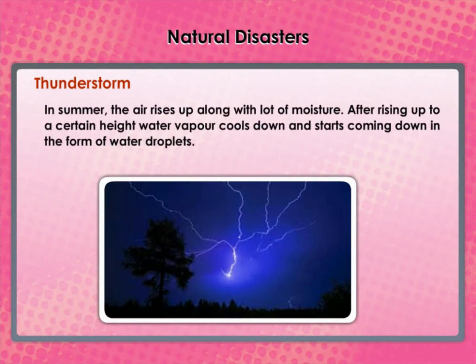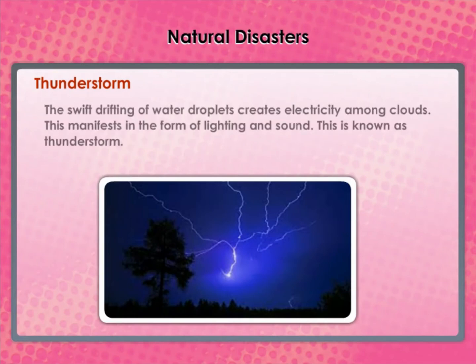In summer, the air rises up along with a lot of moisture. After rising up to a certain height, water vapor cools down and starts coming down in the form of water droplets. This swift drifting of water droplets creates electricity among clouds. This manifests in the form of lightning and sound. This is known as thunderstorm. Let us see the video clip to understand thunderstorm.